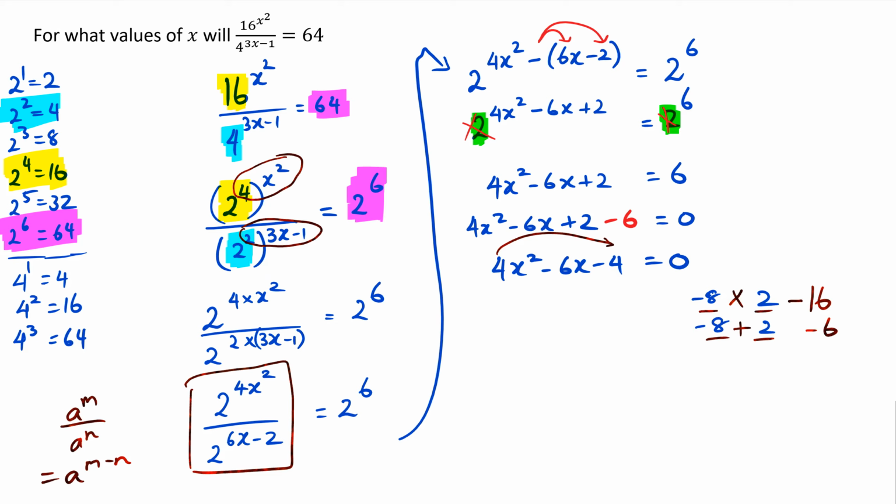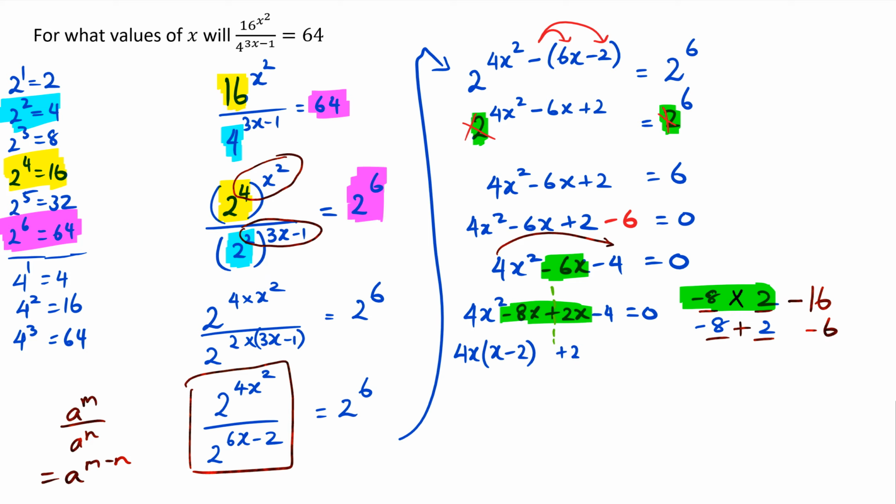So we got -8 plus 2 equals -6. Alright, so what we're going to do is split up the -6x into -8x and 2x. And so what we're going to get is 4x squared minus 8x plus 2x minus 4 equals 0. So all I've done is I've split the -6x as -8x and 2x. The next thing is I've got to factorize by parts. So I've got 4x as a common factor, which means I'm going to get x minus 2. And then on the right hand side I've got plus 2 as a common factor, and I'm going to get x minus 2 equals 0.